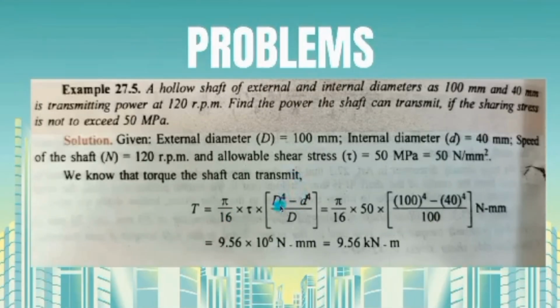And this one, the bigger one, is the external diameter, and the smaller d, which is this, is the internal diameter, and we got 40 mm. And in external we have 100. Speed of the shaft n equals 120 rpm, and allowable shear stress is 50 MPa, equals 50 Newton per millimeter squared. We know the torque the shaft can transmit.